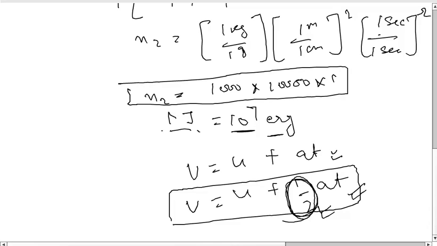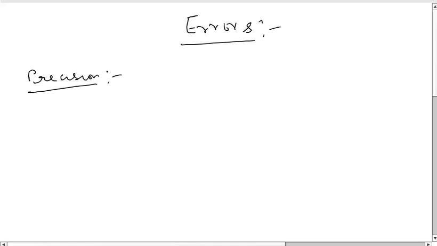Now let us jump to the error chapters. What are errors and how do we use them? We will be very short and crisp again. First of all, before going into errors, let us define what is accuracy and what is precision. First of all, write down what is precision. We just need to understand its meaning. Definition you can learn from your book.